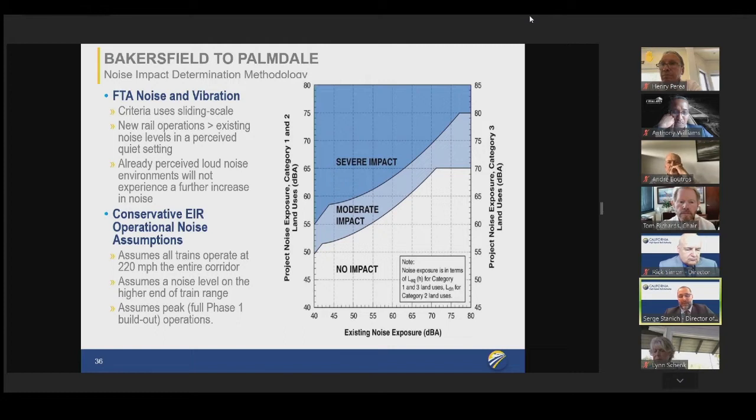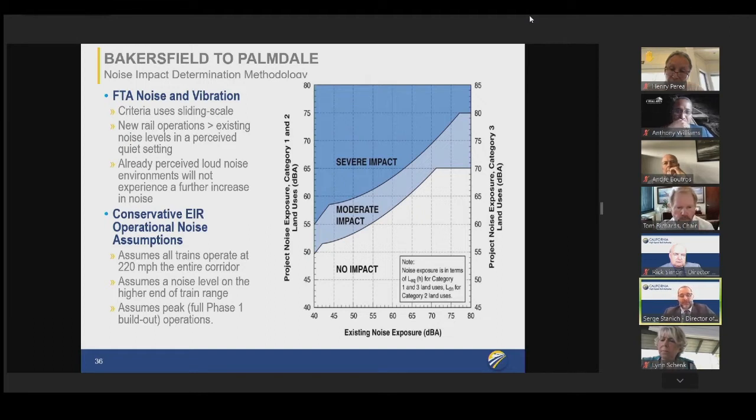So we identify what the baseline is, and then we model what the noise effects of the project would be. Depending on where you live, an increase of 5 to 10 decibels will have a different effect, and it can be a moderate or severe impact. So that's how we identify in the various communities what the impacts might be. As part of our analysis, we've conducted a conservative analysis. It's not a worst case scenario, but it's based on what the anticipated noise effects would be: a train traveling at 220 miles an hour through the full alignment at peak, when it's at full build out. That has a dramatic increase on the perceived noise effect, but that's how we conduct our modeling, just to determine what the potential effects would be.